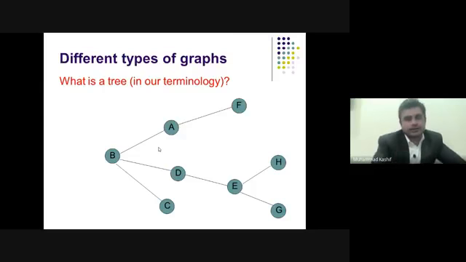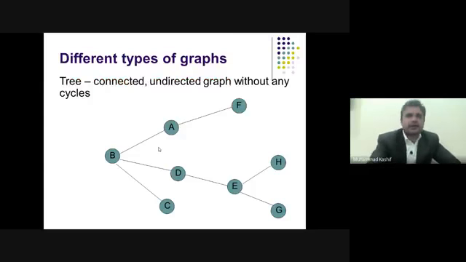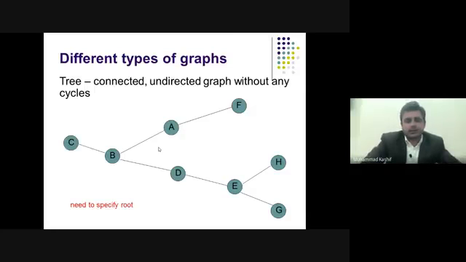So this is the tree that we can represent. This is a graph, but we can represent a graph as a tree. So this is a connected undirected graph without any cycle. There is no cycle available in this particular example. This is again a tree. The graph that we represent in the form of a tree needs to specify the root.